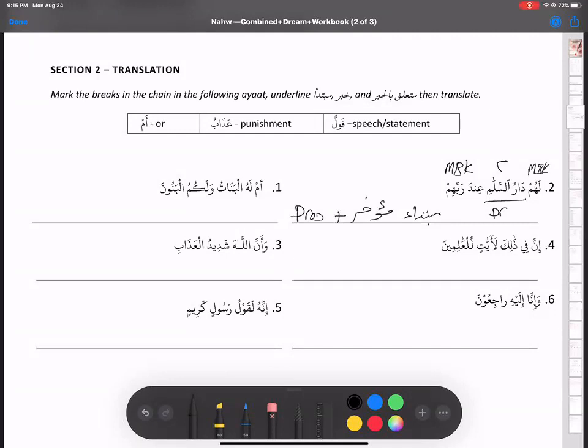So now look over here. Am lahul banatu wa lakumul banun. What kind of sentence is it? Jumla ismiya or fi'liya? Ismiya. So now am lahu banatu. What is lahu and what is am? Lahu is MBK. Am is our ataf, okay. So how many ataf do we know? We have summa, we have waw, we have fa, we have aw. These are all called ataf. So this is our ataf and lahu is our MBK.